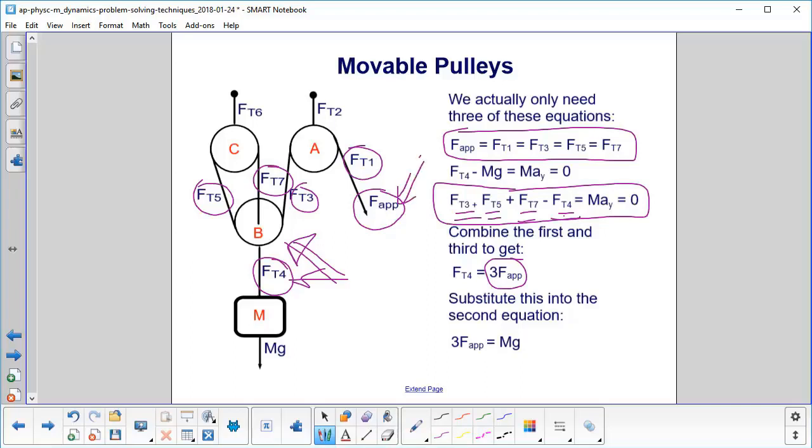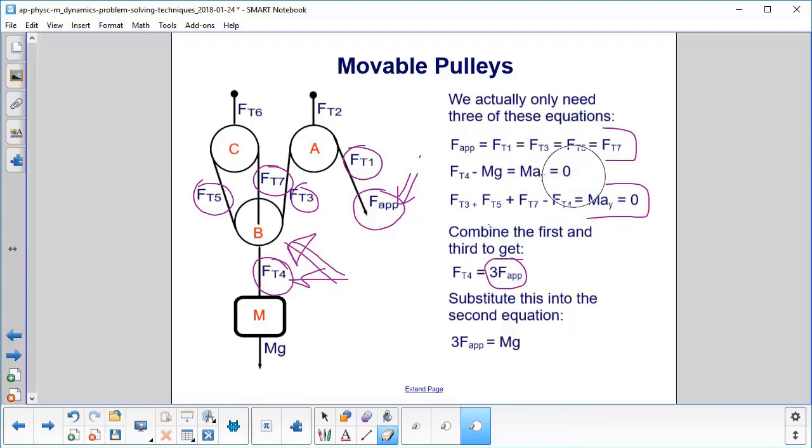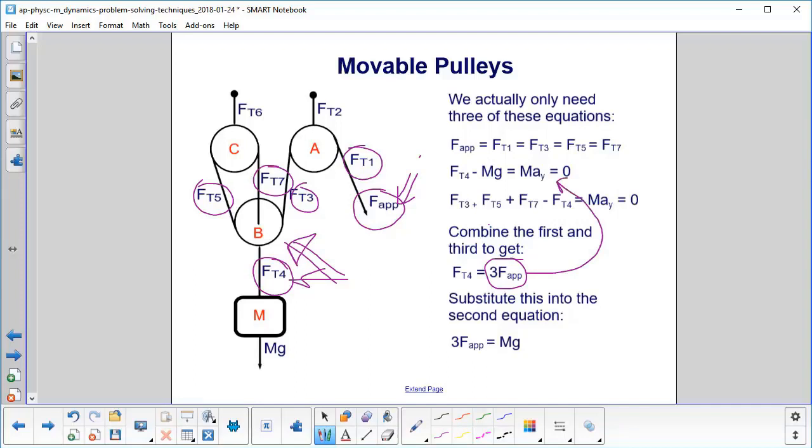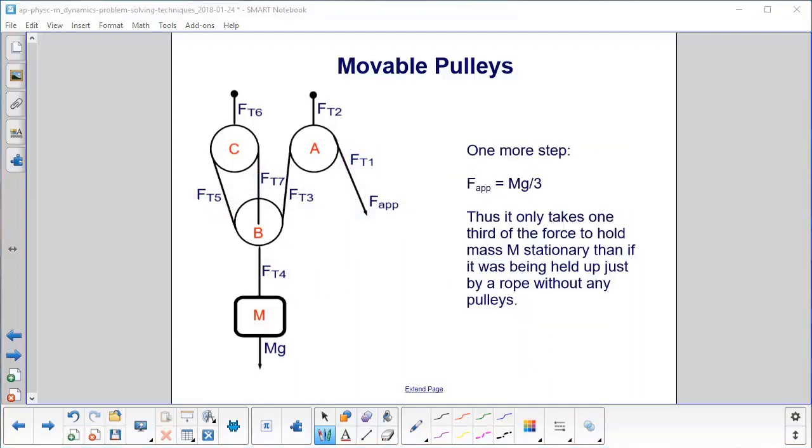And then I will put that into our second equation over here. Let me erase that just to make clear what's going on. Okay, this is now going into this equation here. And we come up with 3 times the applied force is equal to mg. So one more step, we just divide through by 3, and we find that the applied force is 1/3 of the force due to gravity acting on the mass.